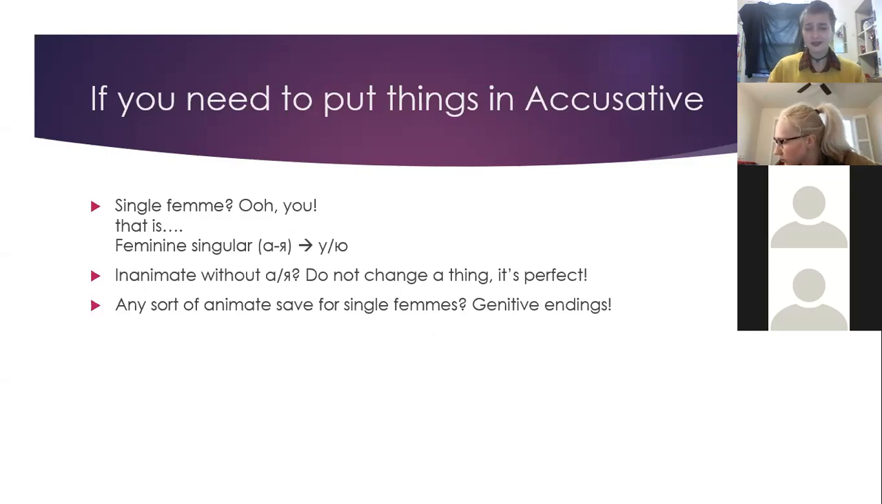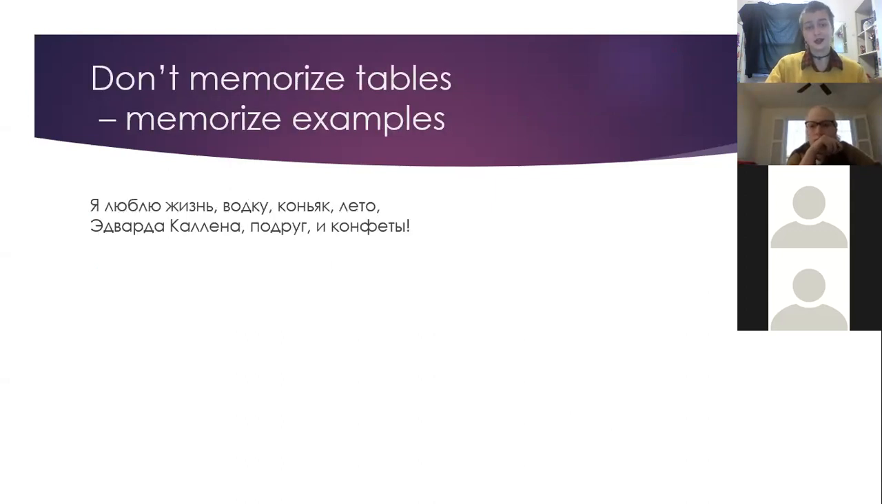If it's inanimate, so it's not a single fem, but it's inanimate, don't touch it, leave it be. It's perfect the way it is. If it's any sort of animate, again, say for single fems, go for genitive endings. These 3 steps should be exhaustive when it comes to working with accusative. But that is all theory, because again, cases are best used when you don't have to do mental arithmetics.